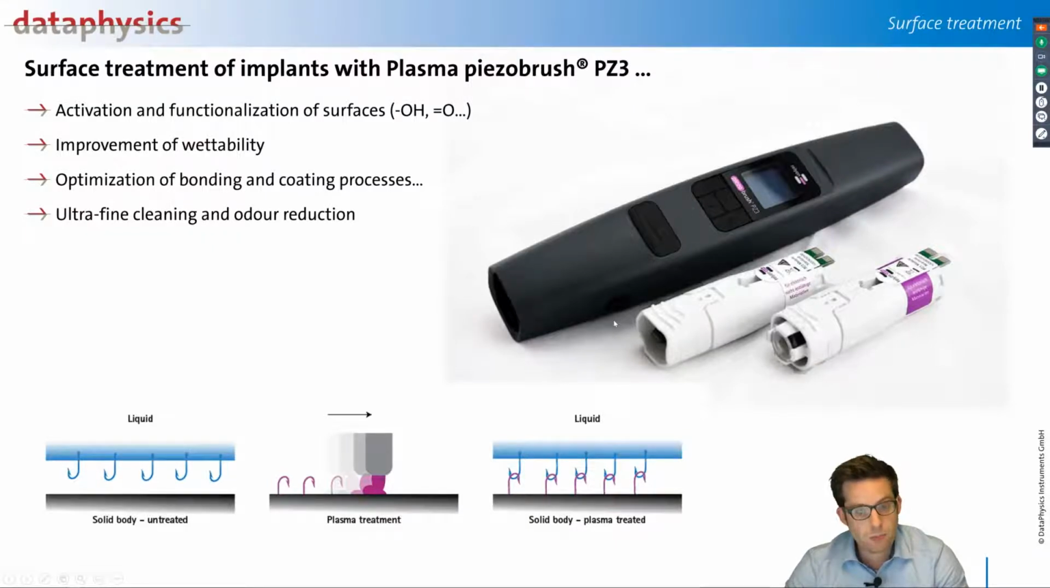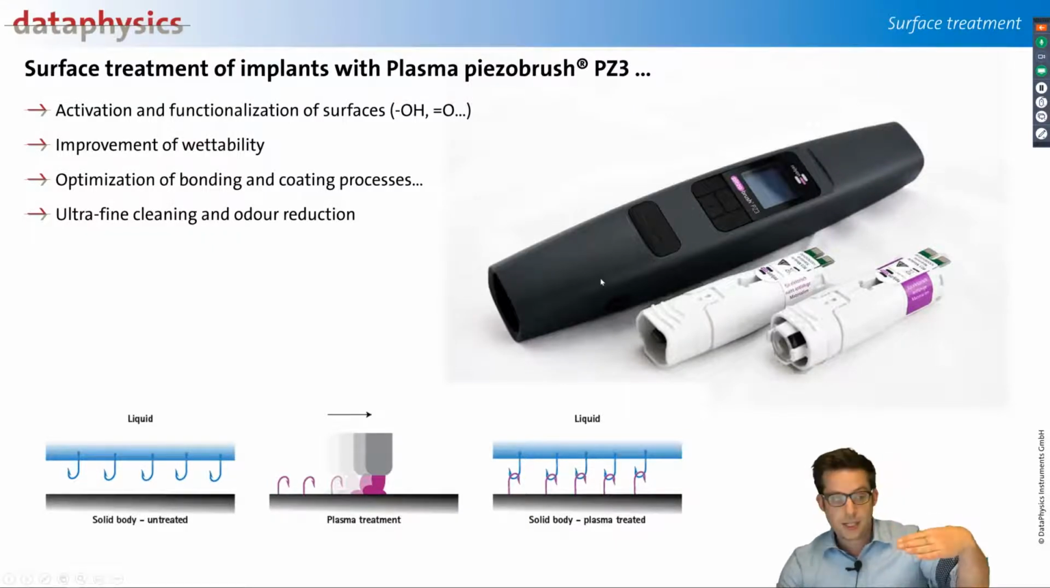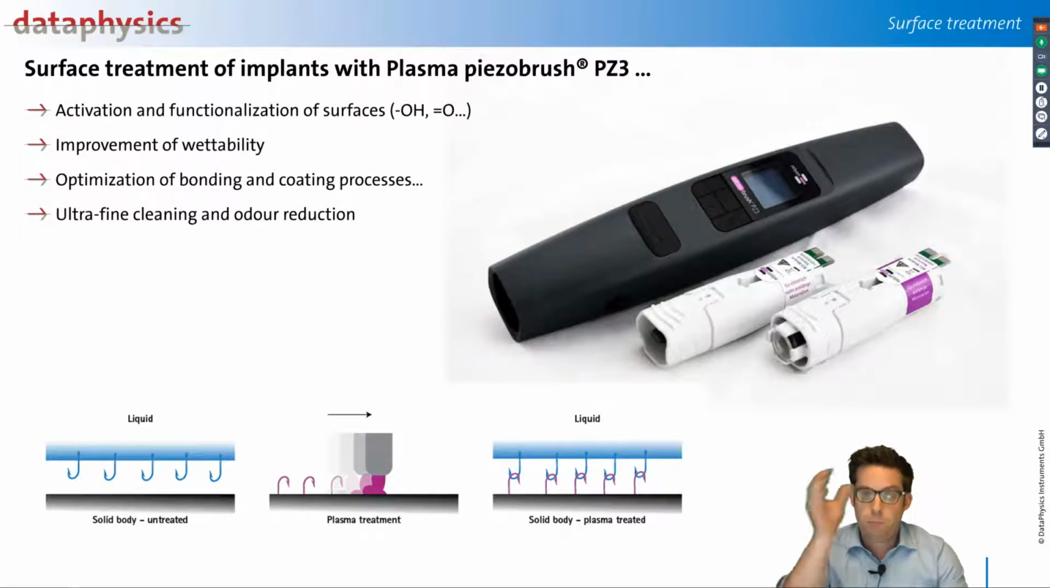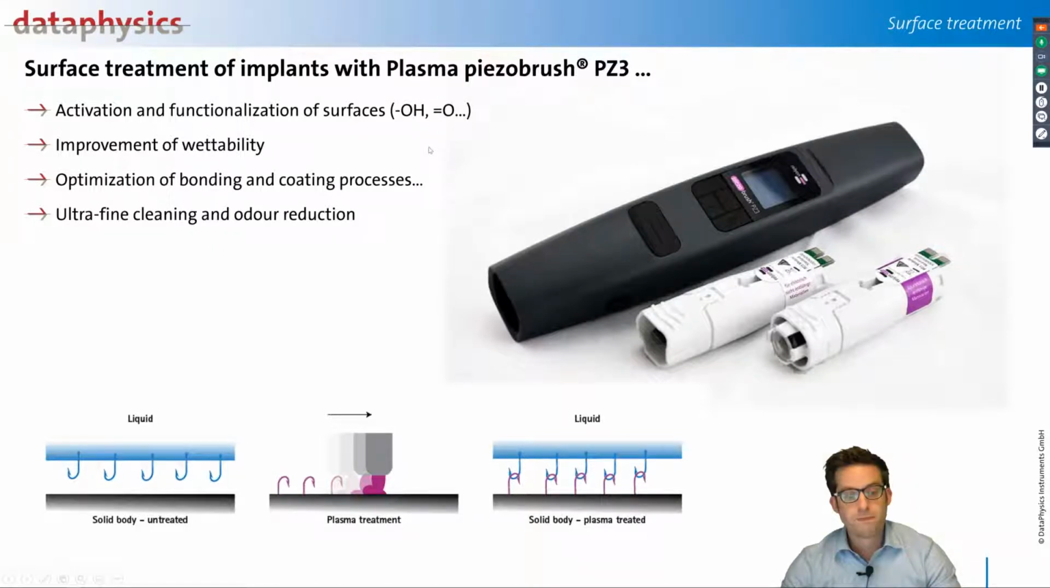So this one, the Piezobrush, we use it, take the implant, treat the surface, and then we can have a clear comparison before and afterwards. How does the plasma affect the surface chemistry? Because when plasma treating a surface, you typically introduce OH groups or oxygen groups on the surface. So you are increasing the polarity. And this we can measure very easily with a contact angle measurement or with a surface free energy analysis.